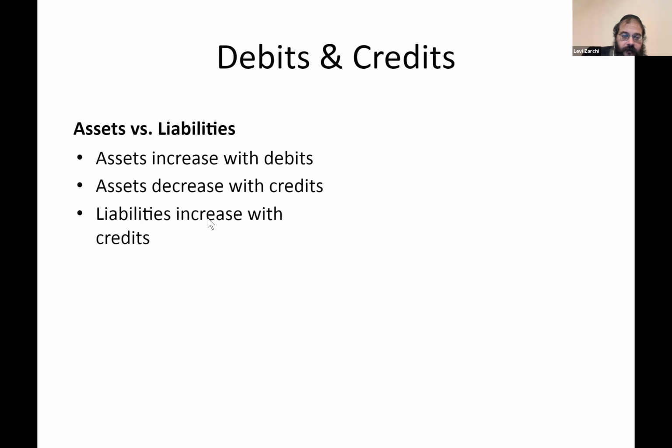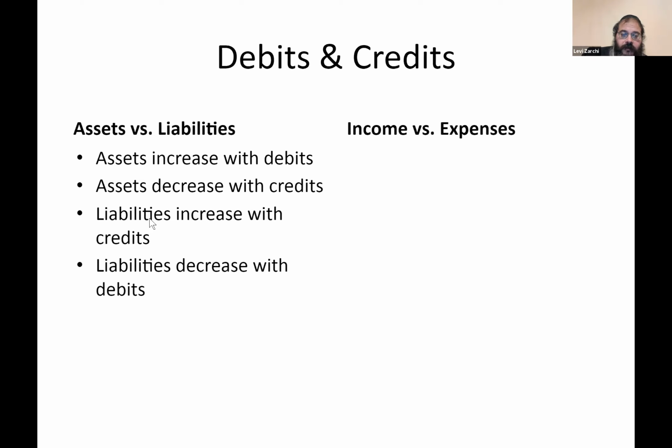Liabilities increase with credits, right? It's the reverse of assets. Assets increase with a debit. Liabilities increase with a credit. Liabilities decrease with debits. Again, if assets decrease with a credit, liabilities decrease with a debit. Owner's equity is going to follow the liability side because, again, we said assets equals liabilities and owner's equity.